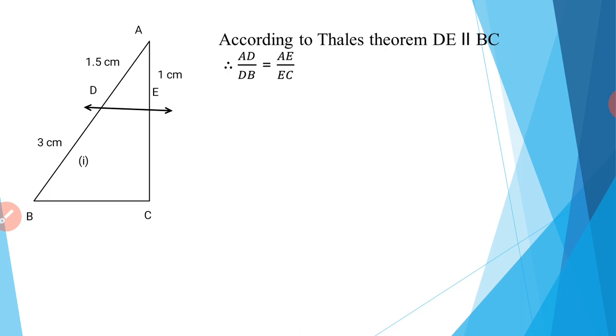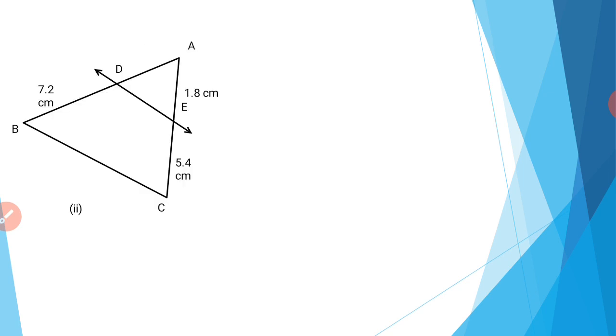In figure number 1, according to Thales theorem, DE is parallel to BC, therefore AD upon DB equals AE upon EC, therefore 1.5 upon 3 equals 1 upon EC. Now let us do cross multiplication. Then 1.5 EC equals 3. Therefore, EC equals 3 upon 1.5. Therefore, EC equals 2 cm.